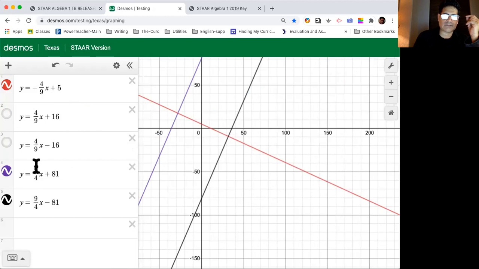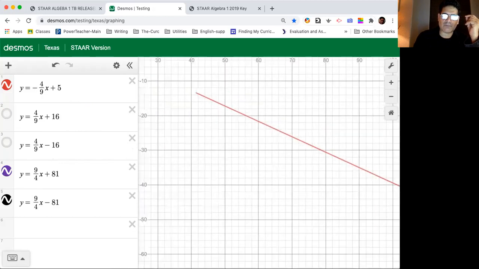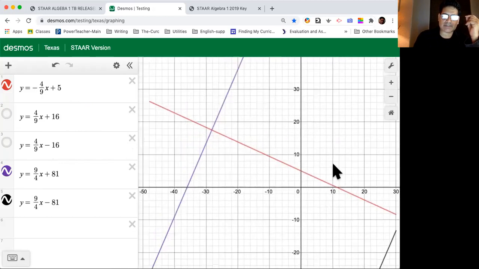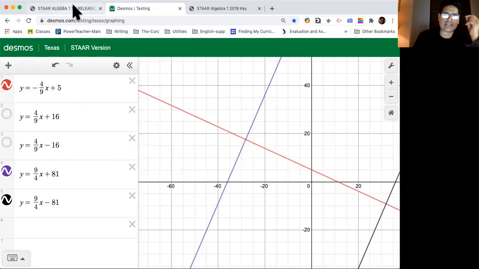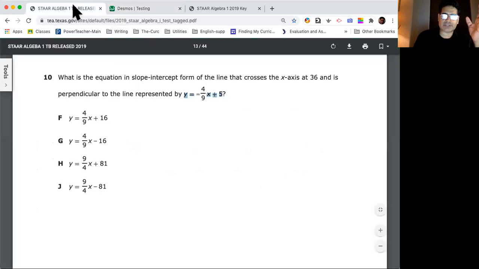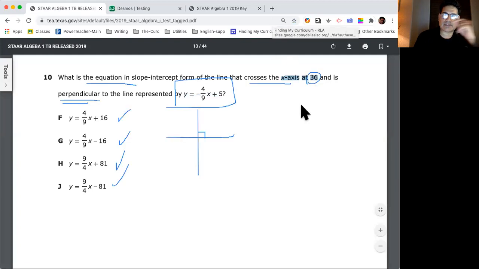So take a look at the third one. Yeah, that could be a perpendicular. So now we have two perpendiculars. But what does the question ask us? It asks us that in addition to being perpendicular, there's something else. It crosses the axis at 36. Did you see that? Okay. Crosses the axis at 36.